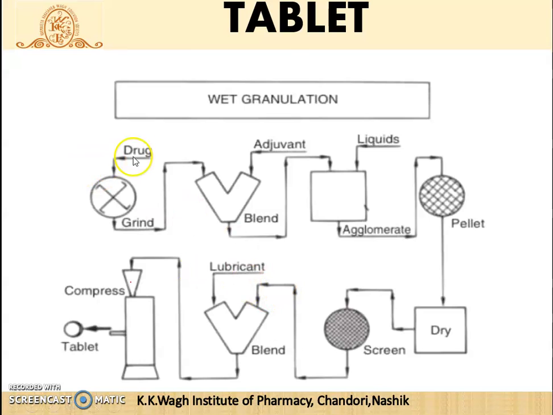This one is the diagrammatic representation of wet granulation. In this wet granulation, first the drug is ground, then blended with suitable adjuvants. Then an agglomerate is formed by adding some liquids. After that, that mass is passed through the pellets. After passing through, these are dried, and then the dried particles are screened off, and these are again blended with suitable lubricants and passed to the compression machine for tablet compression.